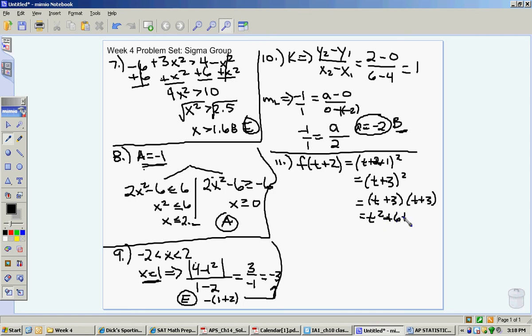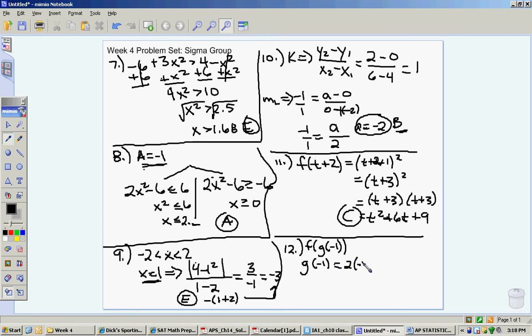And the last one, number 12, is a composition of functions. We're looking at f of g of negative 1. Always start inside out, so ignore the f for a second and do g of negative 1. When you do g of negative 1, that means you plug in negative 1 wherever you see the x. So it's 2 times negative 1 squared plus 1. Negative 1 squared is 1, times 2 is 2, plus 1 is 3.